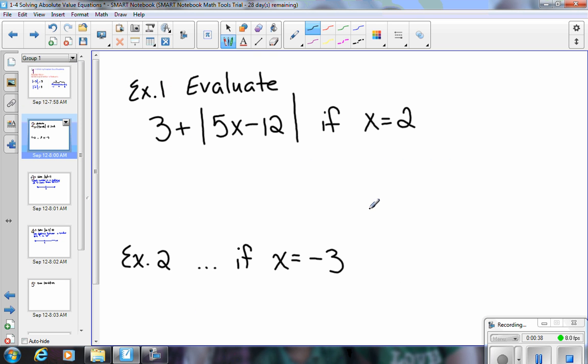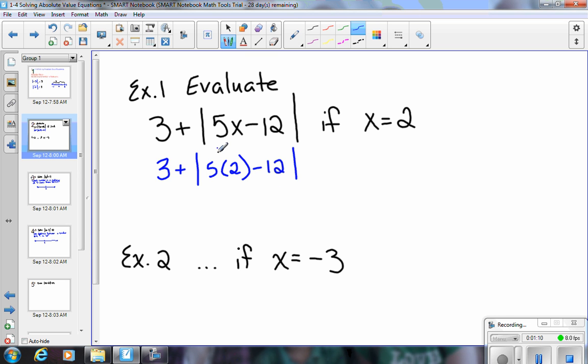So now let's just do an evaluation problem. Here we have 3 plus the absolute value of 5x minus 12, and we're going to evaluate that if x equals 2. So we will substitute, just like we did in earlier sections. We're going to substitute the 2 in place for the x. So we get 3 plus absolute value of 5 times 2 minus 12. The absolute value acts like parentheses, so we have to evaluate this portion first when we follow order of operations.